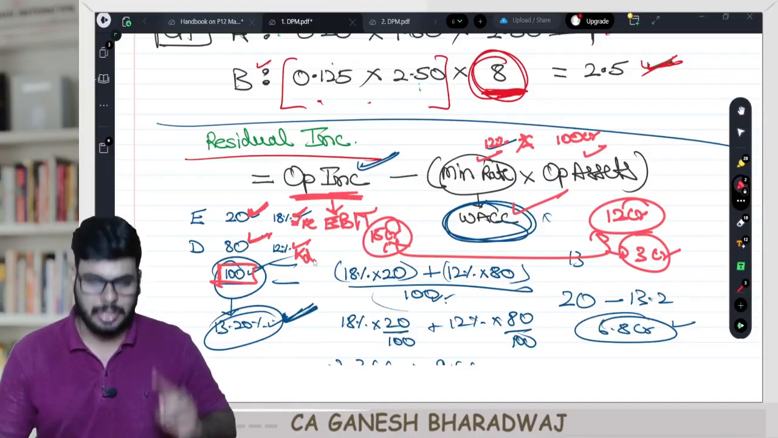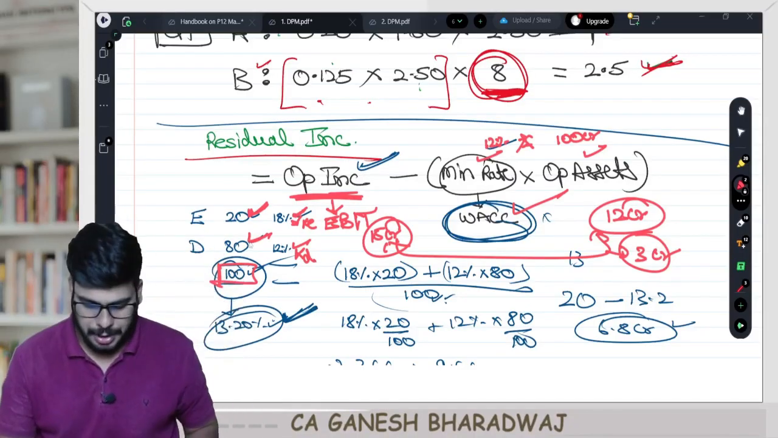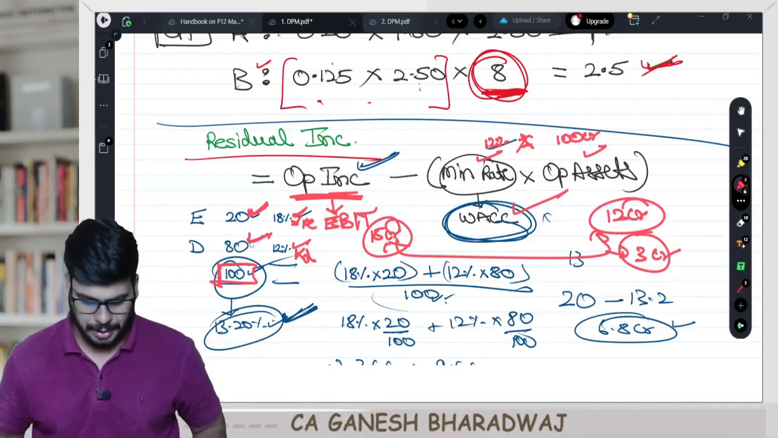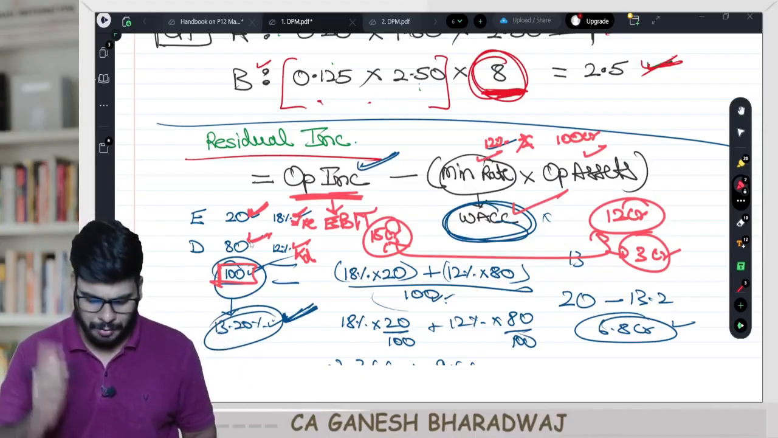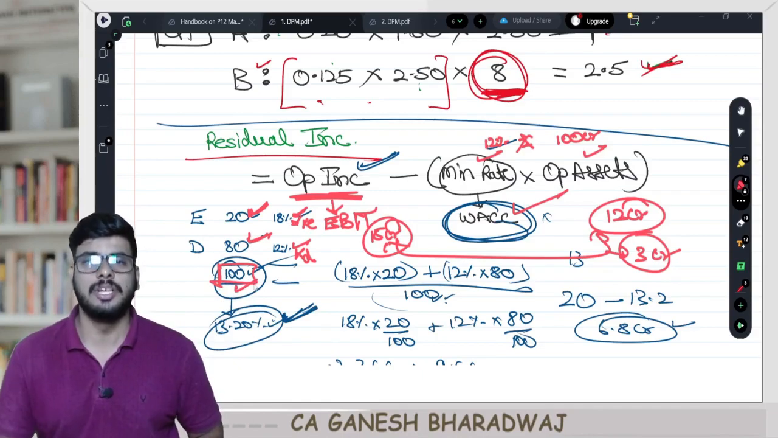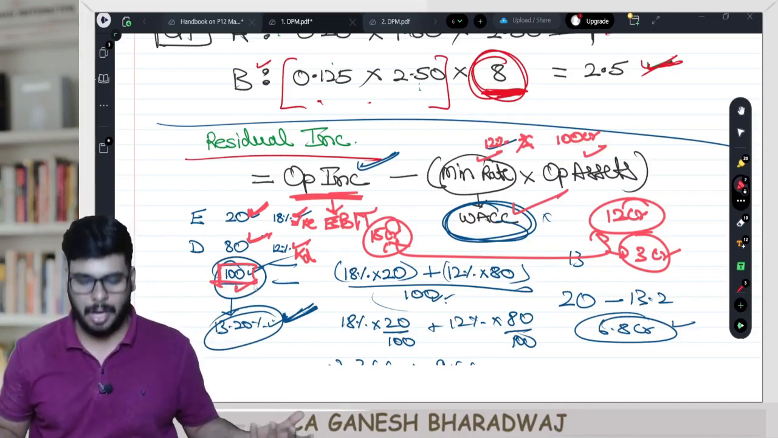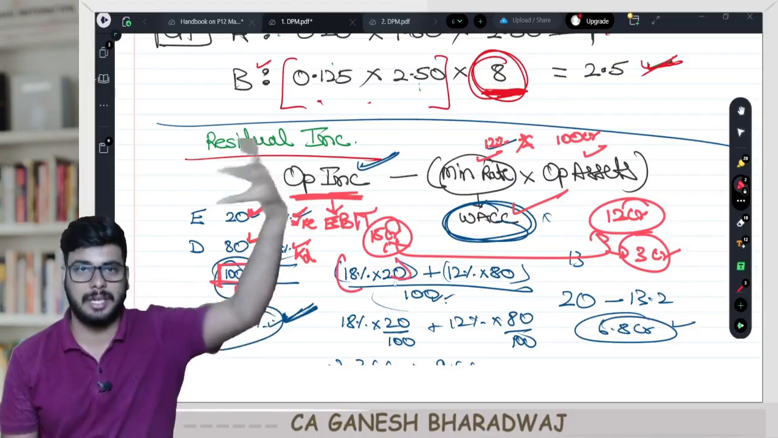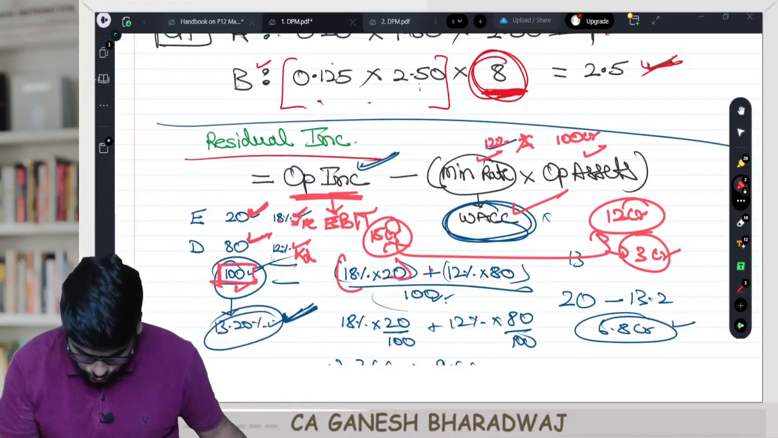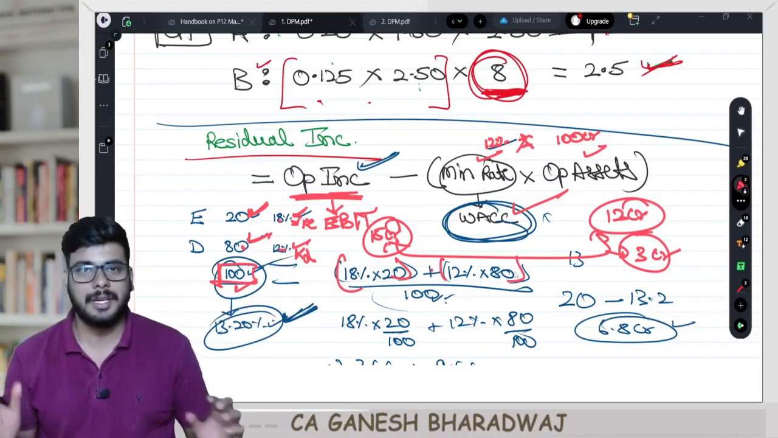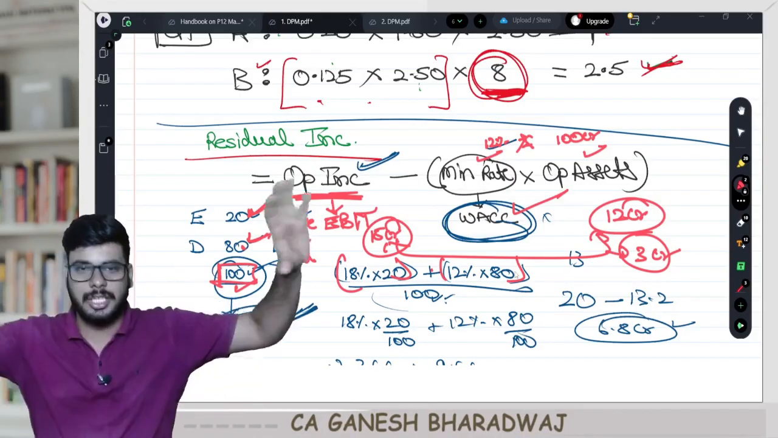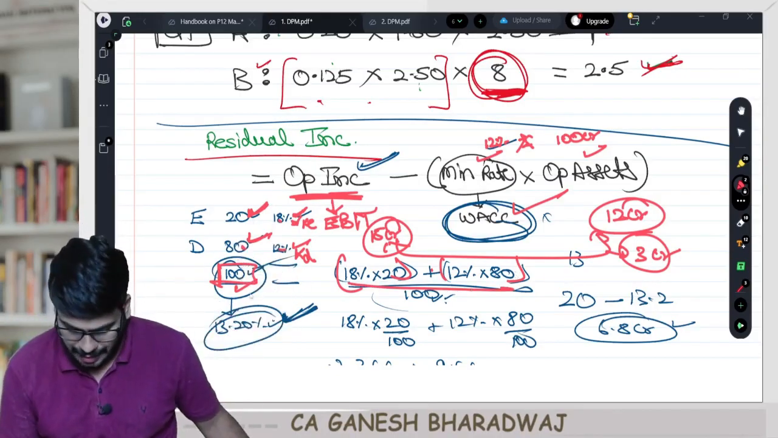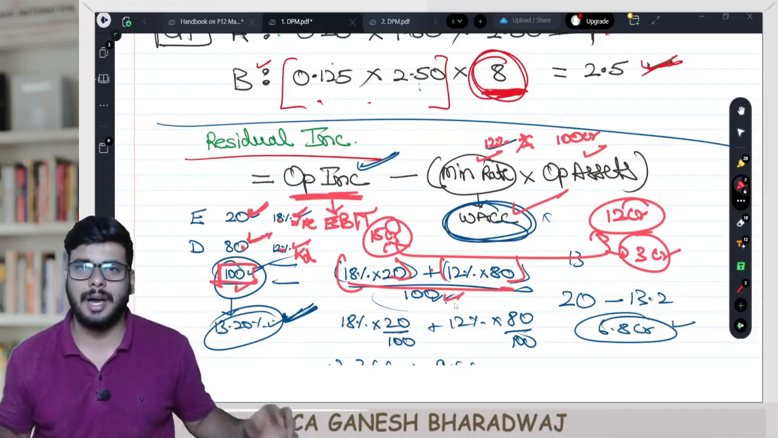Clear with this? So, sir, for 20 crores, the cost is 18%. For 80 crores, the cost is how much? 12%. Now, I don't want all this breakup, sir. Overall, how much has the company raised? 100 crores. For 100 crores, what is the cost? You tell me. How will you do it? Simple. 18% into 20. This is the cost I incur on equity. Plus 12% into 80. This is the cost I incur on debt. This is the total cost that I incur divided by the total amount I raise, 100. Are you clear with this?